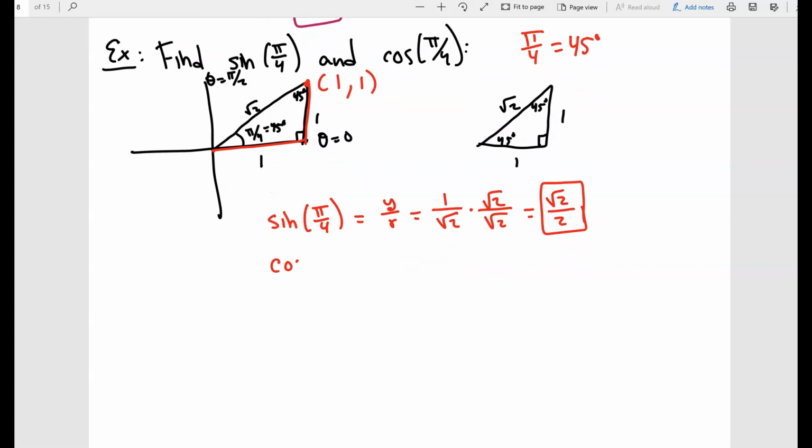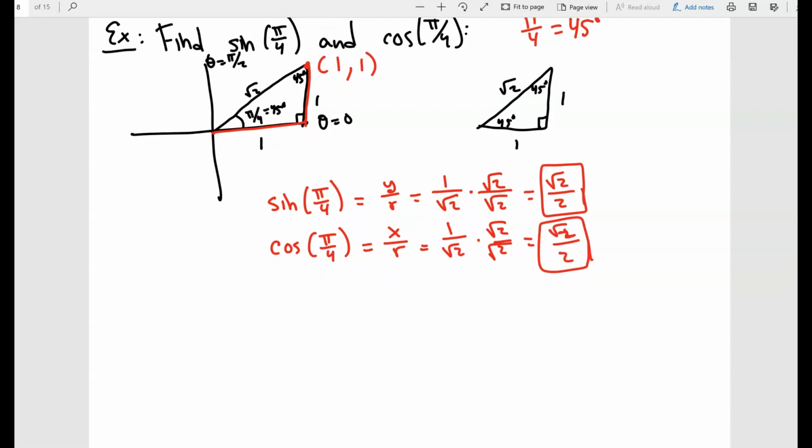Then I'm going to find the cosine of pi over 4. This is going to give me x over r, which is also going to give me 1 over square root of 2. Square root of 2 over 2. Oh, square root of 2 over square root of 2. Rationalizing it, I get square root of 2 over 2. Okay, all right. Now let's do one last problem that's a little bit trickier.